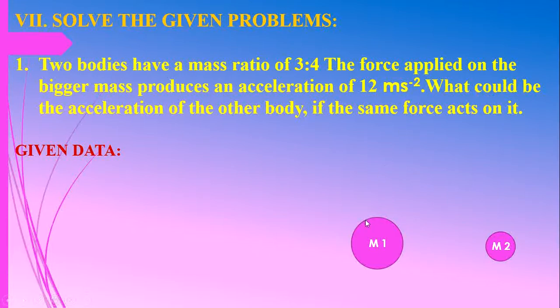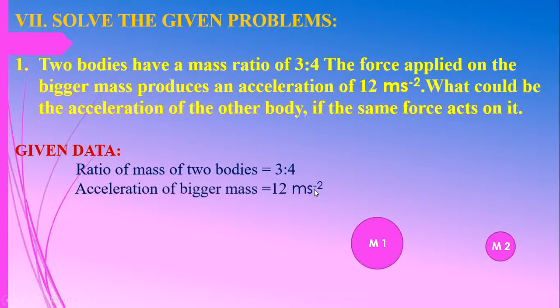The acceleration of a body is 12 m/s². We have to find out the acceleration of the other body if the same force acts on it. If a 5 Newton force acts on body m1 and the same 5 Newton force acts on body m2 also, then what is the acceleration of the smaller body? So the ratio of masses is 3:4, the acceleration of the bigger mass is 12 m/s², and we have to find the acceleration of the smaller mass.